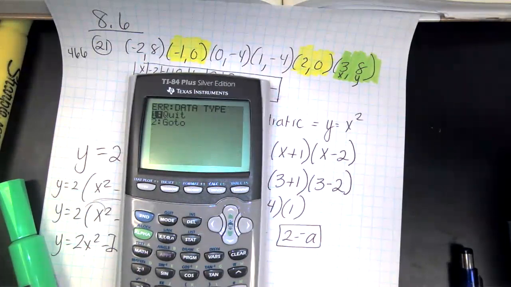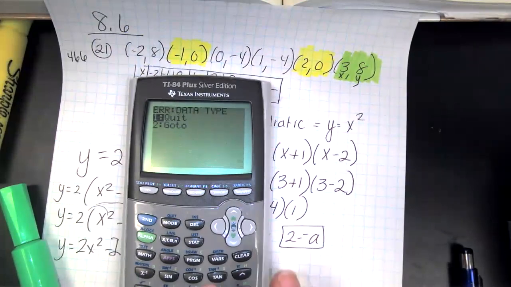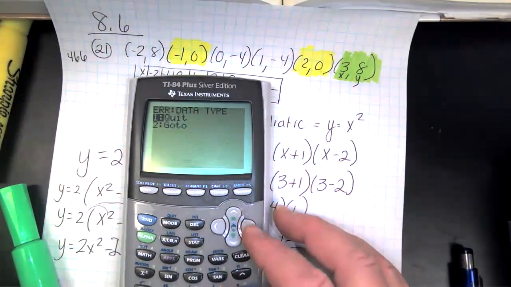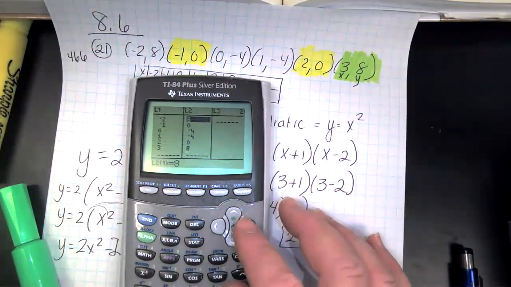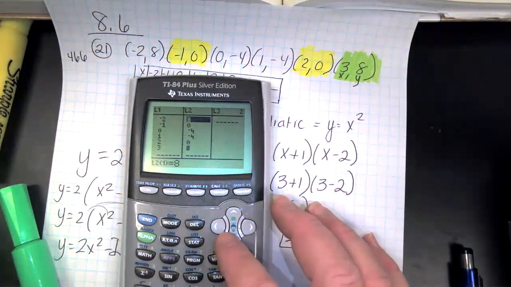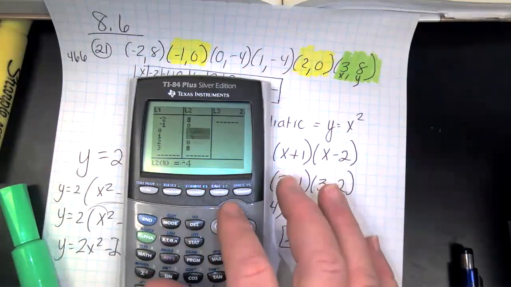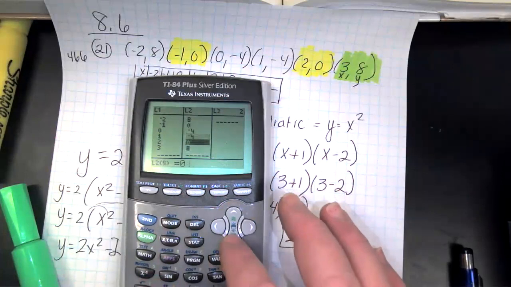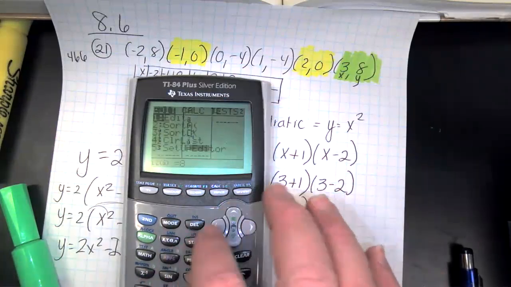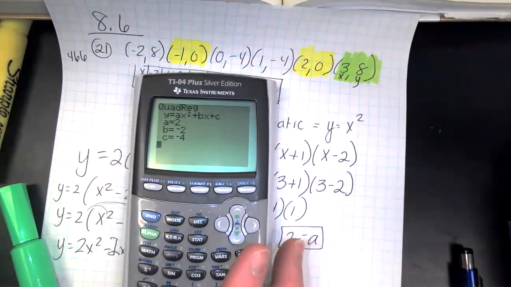Uh-oh. I better go too. What'd I do? Let's go back to stat. Do I have something wrong? That's weird. Oh, there we go. I don't know why it was 0.